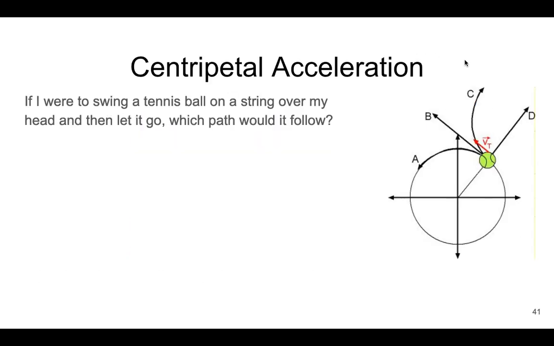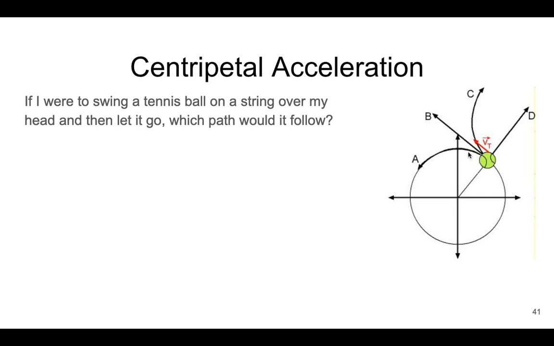So, related example. Imagine that we were all in the classroom. Wouldn't that be nice? And I was swinging a tennis ball on a string over my head. So this is the overhead view of what's going on here. I'm swinging this tennis ball around at a constant angular velocity, and the string is keeping it moving towards the center. If all of a sudden I let go of the string, it's no longer providing that centripetal force. So which of these four paths is it going to follow?